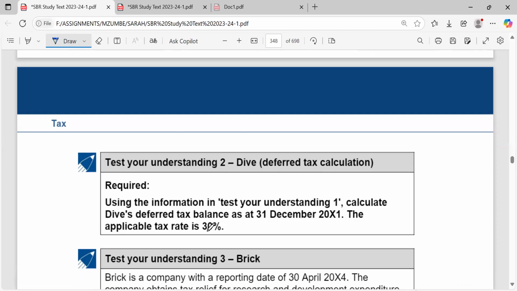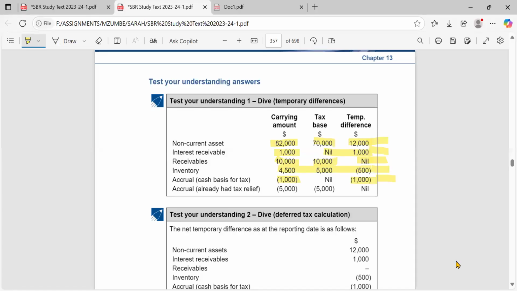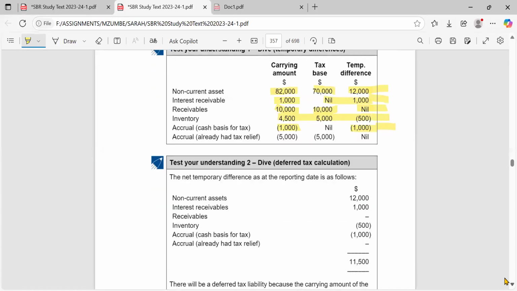But now we just need to get the deferred tax balance. Since it is the balance, we are speaking of the statement of financial position now, right? We did that, but of course, let's just go back and redo it. Okay, test understanding number 2 here. We have been provided with the following figures. They just need a balance, right?